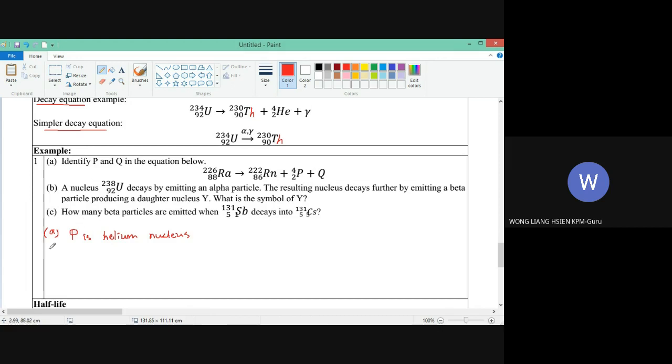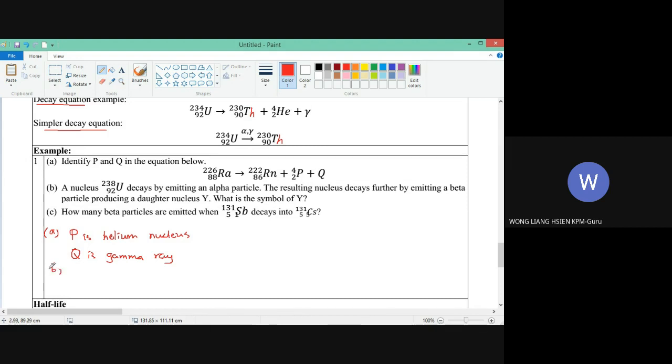And then Q is electron. Q is gamma ray. Okay, gamma ray.